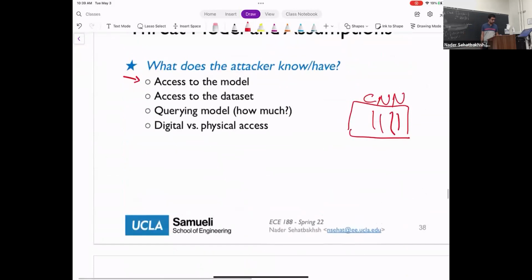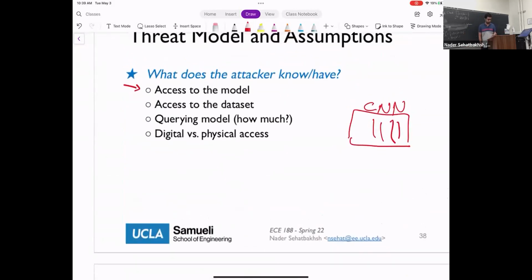As you read some papers, you will see that whether you have black box access, white box access, or gray box access, your attacks and your strategy need to be different.